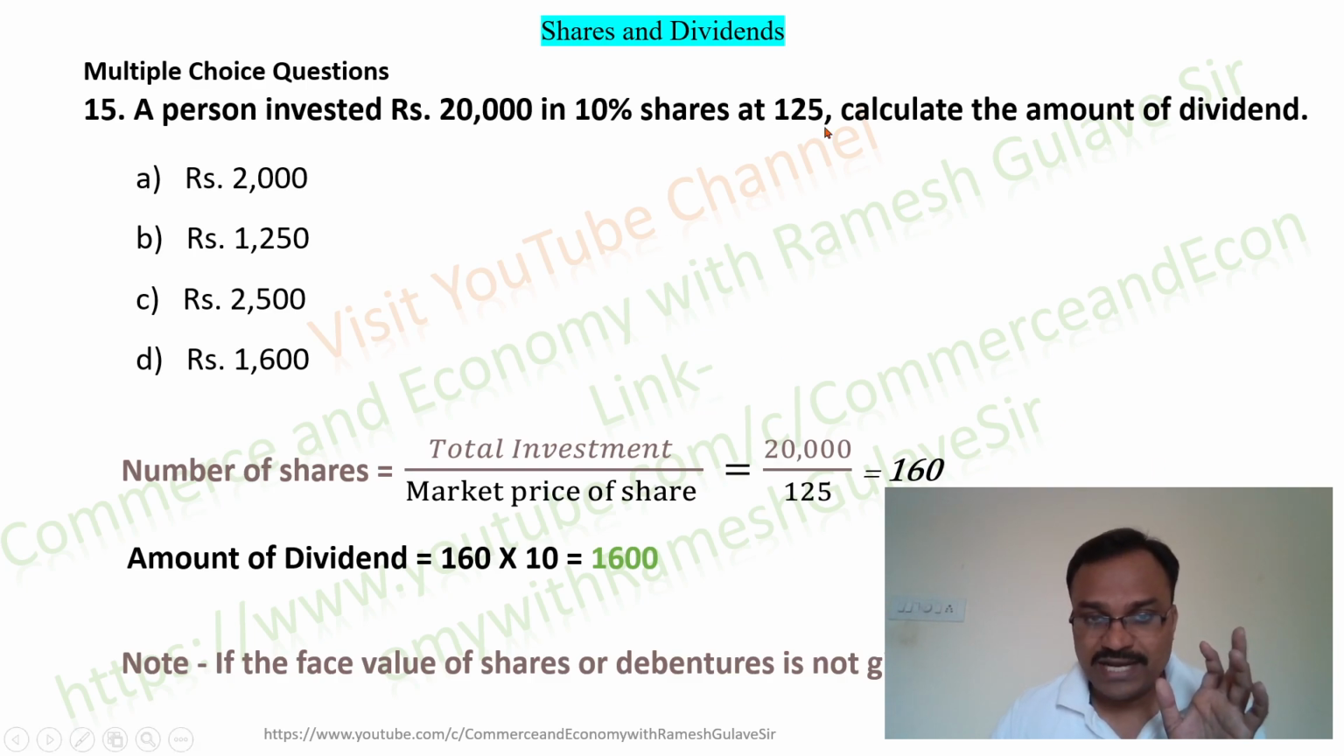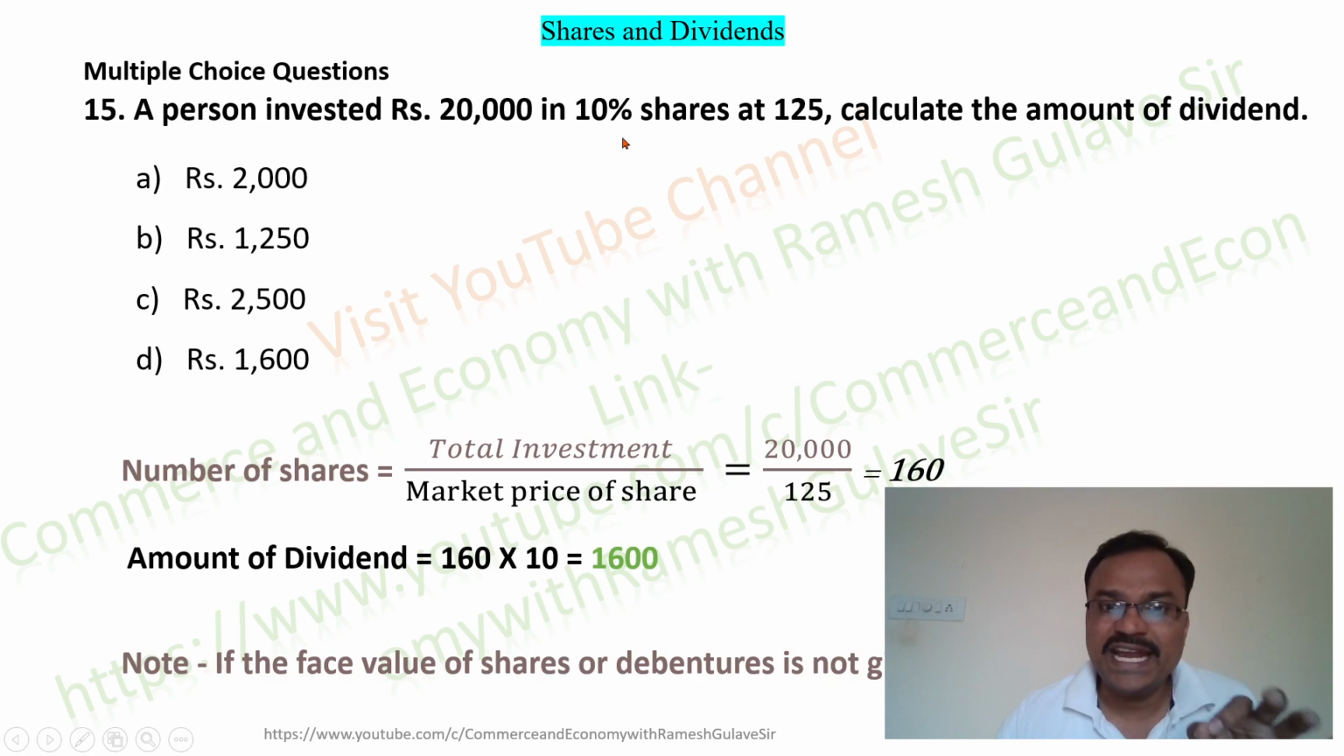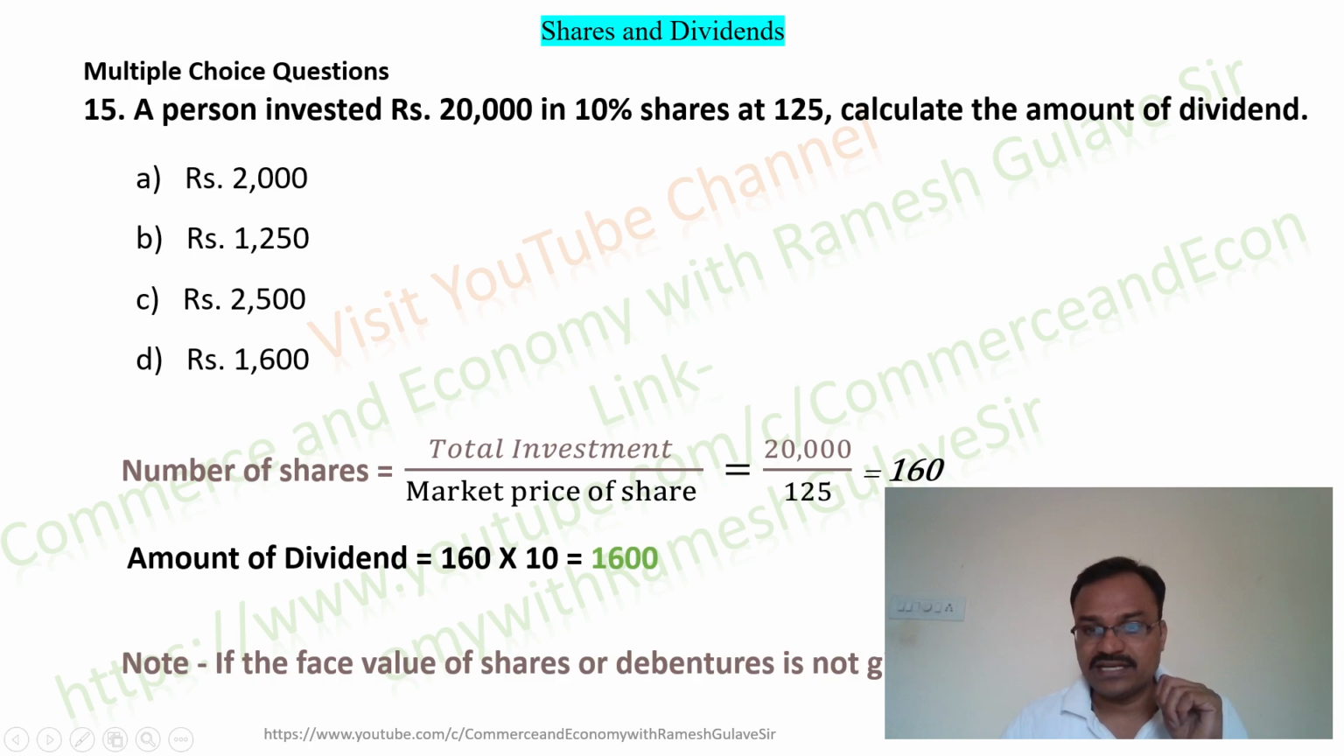So here the face value is 100 rupees, and the number of shares is 160. So 160 multiplied by 10. Why multiplied by 10? Because the rate of dividend is 10%. It means 10 rupees for one share, because the face value is 100 rupees. So 10% of 100 is 10. It means a person will get rupees 10 as a dividend on each share. Now he has 160 shares, so 160 multiplied by 10 is 1600. So option D is the right answer.